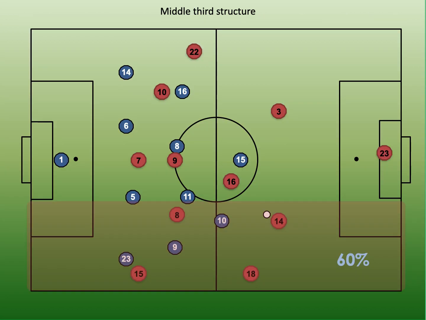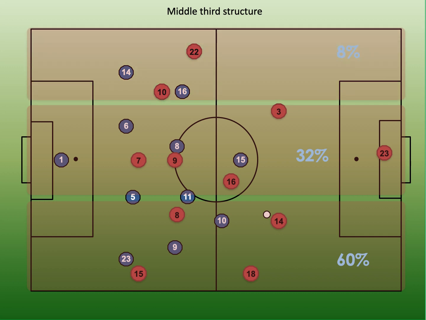For Spain, there was a heavier emphasis on attacking down the left-hand side, with 60% of their attacks coming down that flank. However, unlike Croatia, Spain were able to find ways through central areas, with 32% of Spain's attacks coming centrally. This left only 8% of the attack coming down the right-hand side.